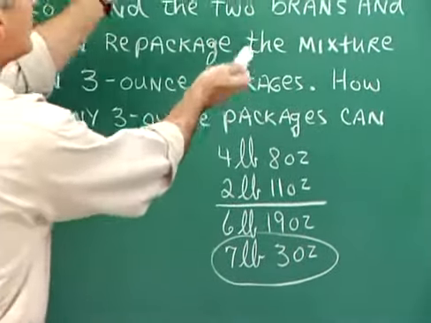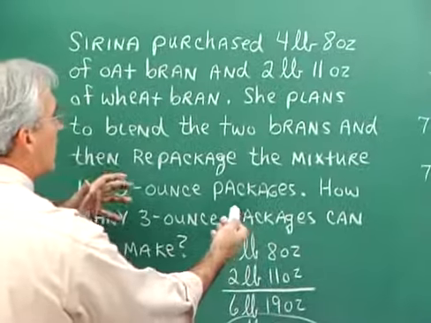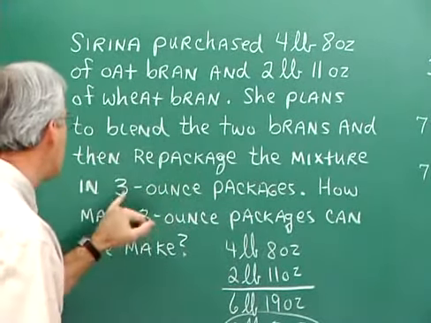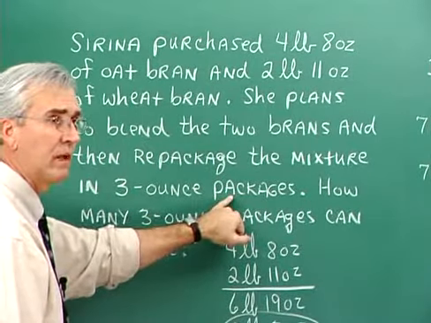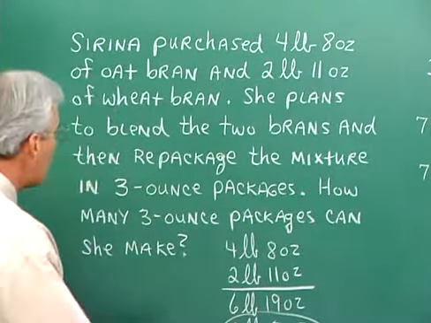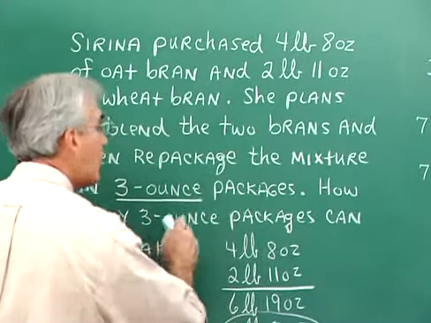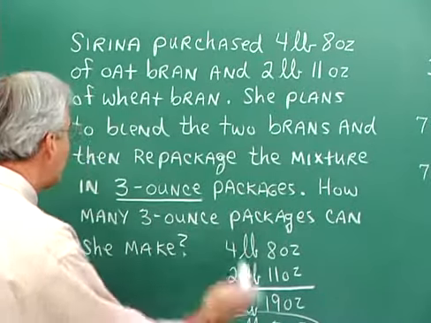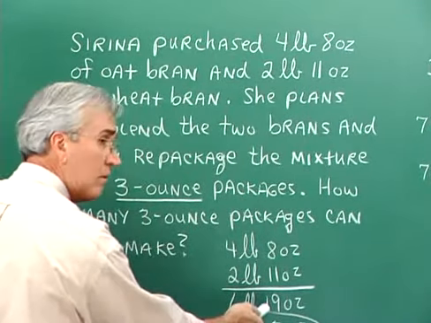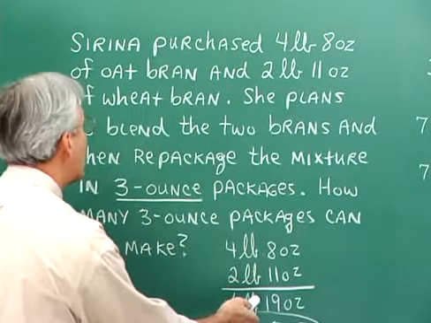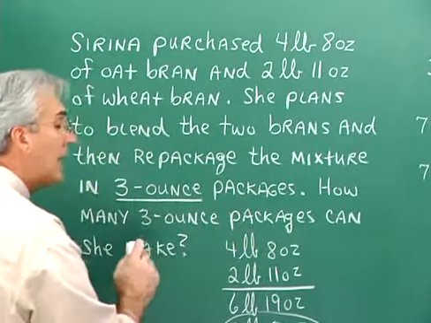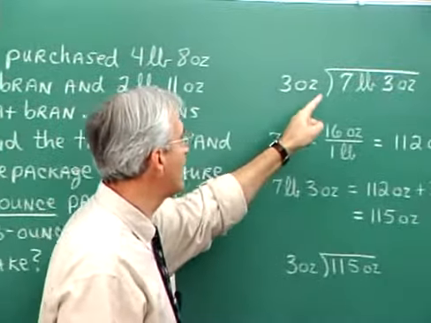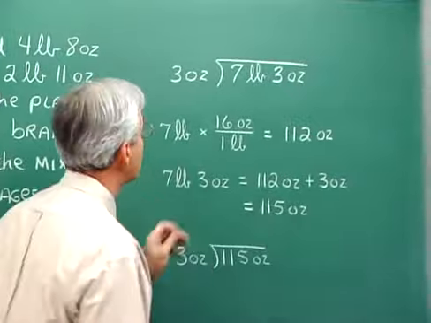We've blended the 2 together. So we have added the 2 brands together, and now we are repackaging into 3-ounce packages. And how many of these can we make? Well, we want to know how many of these 3-ounce units there are in 7 pounds, 3 ounces. So we're dividing 3 into 7 pounds, 3 ounces so that we can tell how many packages she can make. All right, so here's what we're doing. It's 3 ounces into 7 pounds, 3 ounces.